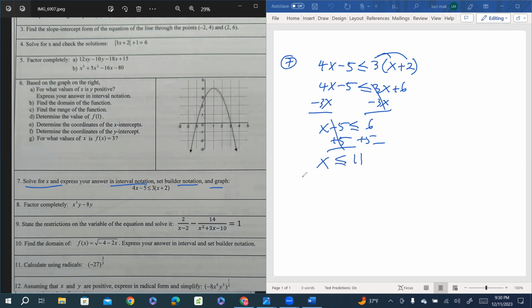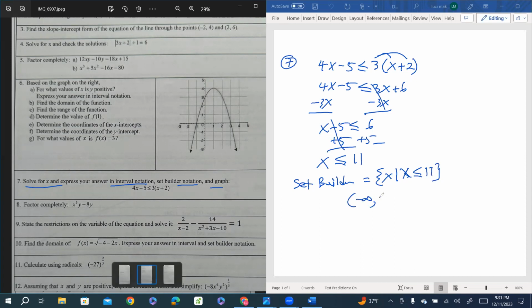All right. So how do you write this in set builder? This is all about x such that x is less than or equal to 11. How do you write this in interval notation? Negative infinity to 11 inclusive. So it's a bracket. It's going to be 11 and a bracket. That's interval.